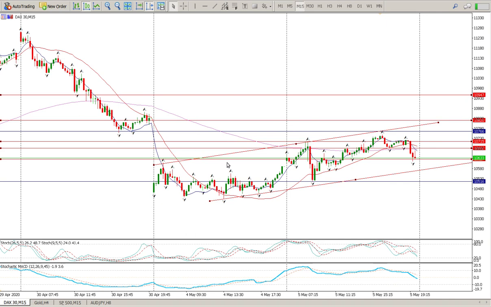Okay, so that's kind of the two scenarios that I can see playing out today, and ultimately your levels to watch are 10627 and then this one right here of 10715.